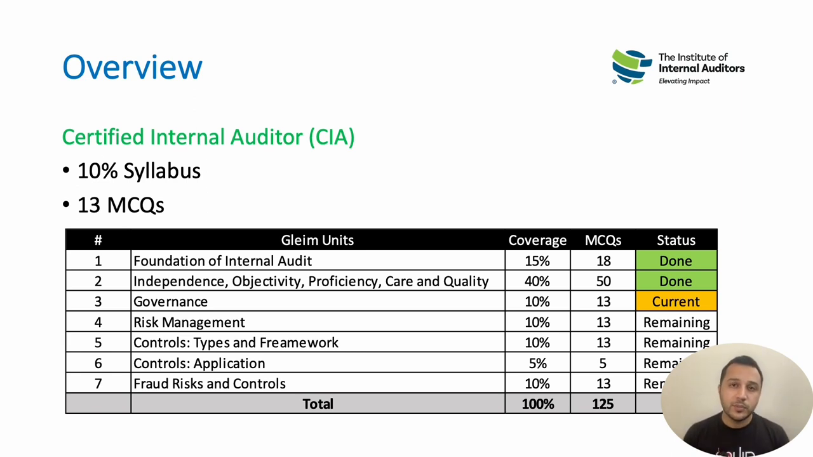The most significant point in Unit 2 was that it covers 40% of the entire syllabus, which means 50 MCQs out of 125 come from Unit 2 of GLIM, in which we cover independence and objectivity. We discuss the difference between independence and objectivity. We talk about proficiency and competence. We talk about due professional care, and the quality assurance and improvement program. So the entire unit revolves around these concepts. In today's discussion, we will be talking about governance, basically corporate governance, and secondly, about CSR, corporate social responsibility.